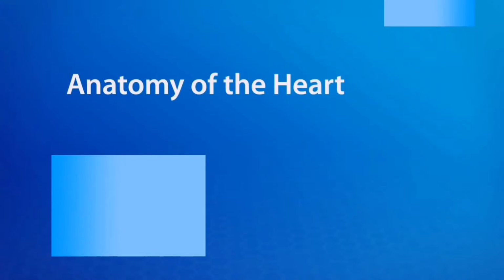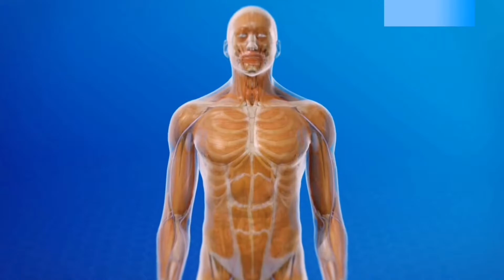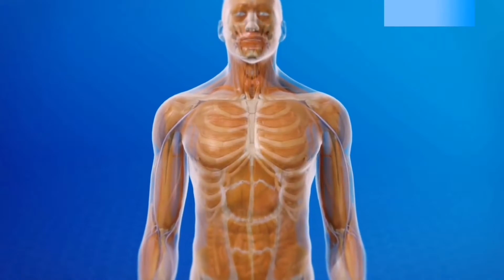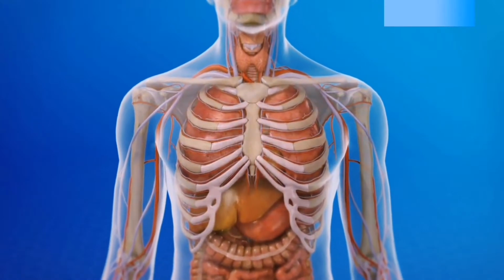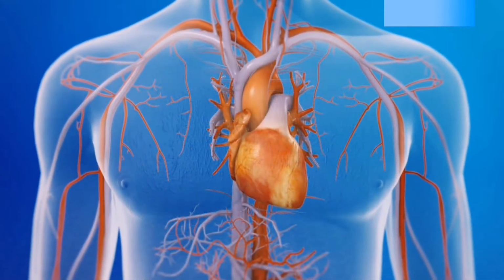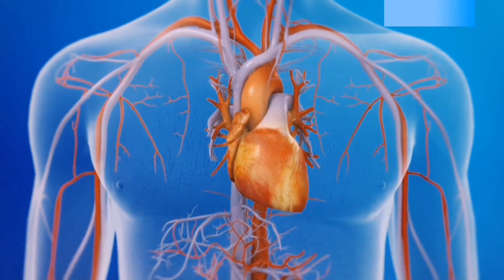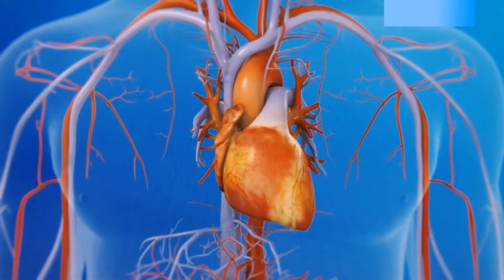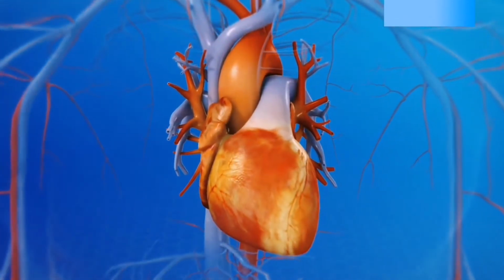Anatomy of the heart. The heart is a muscular organ that pumps blood throughout your body. It is positioned behind the lungs, slightly to the left side of the chest. Your heart is a bit larger than the size of your fist. Let's examine the structures of the heart and learn how blood travels through this complex organ.